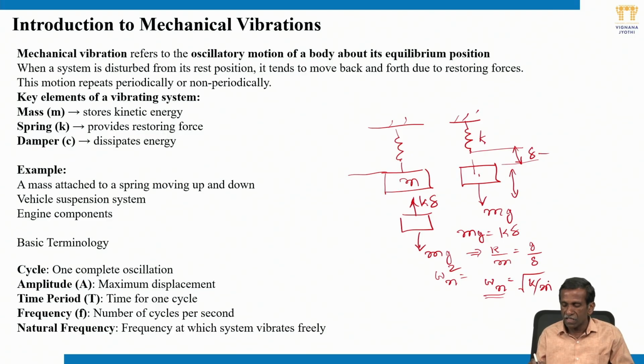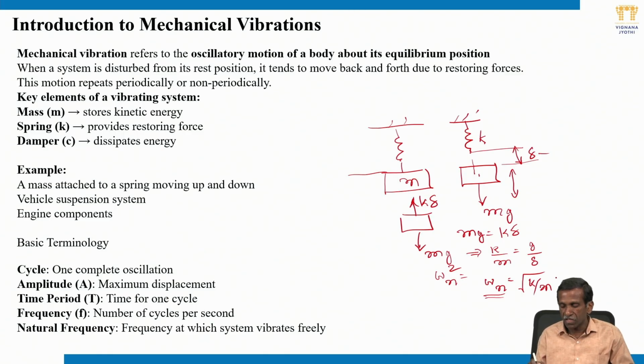We use the notation omega n, in radians per second, equal to the square root of k by m. Here k is the stiffness of the elastic element, the spring, and m is the mass attached to it. Any object you consider has certain mass and some elastic stiffness property. These two are required for vibrations of the body.